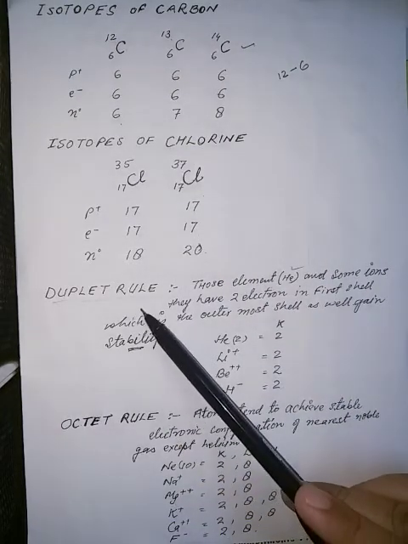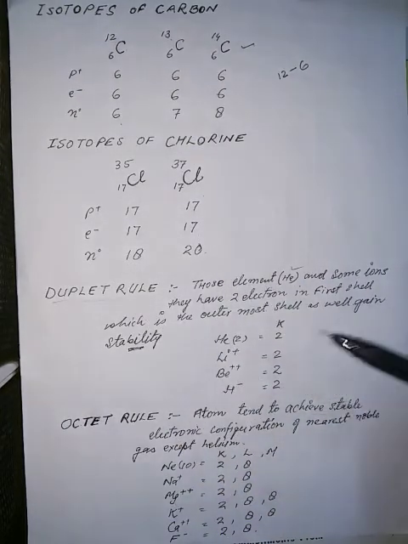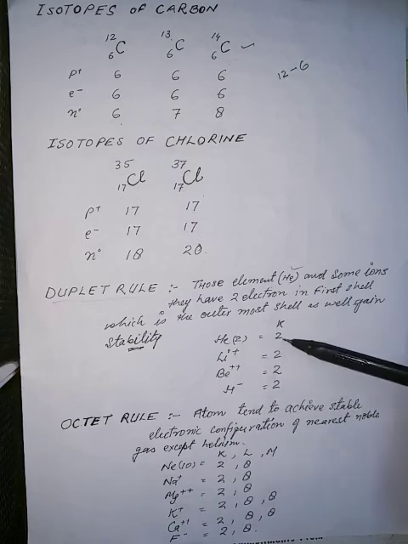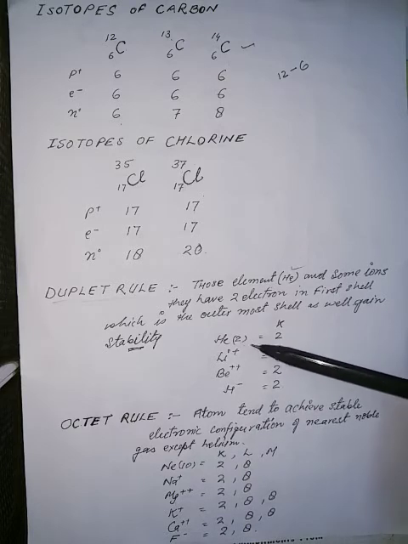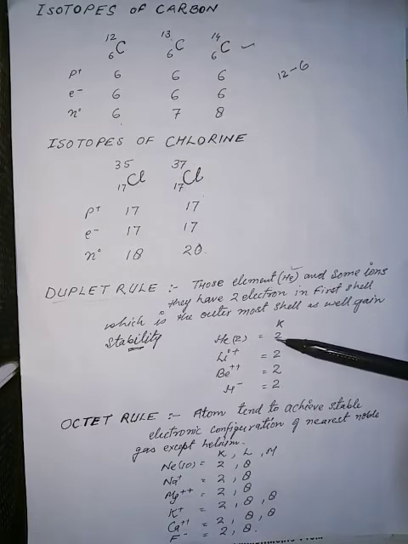If you are talking about the duplet rule, duplet we have already discussed. Duplet means the first shell carrying 2 electrons, there is no second shell, the first shell is the last shell. If the first shell is the last shell and carrying 2 electrons, it is called duplet and gains stability. In case of helium, helium is the most stable noble gas.